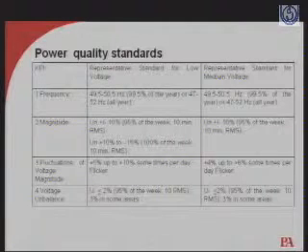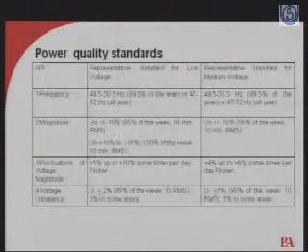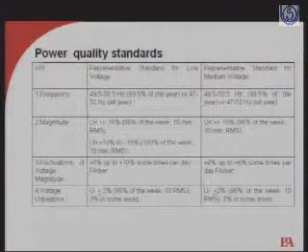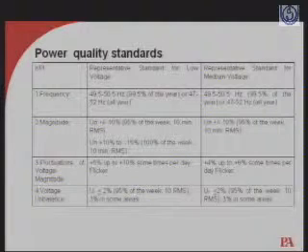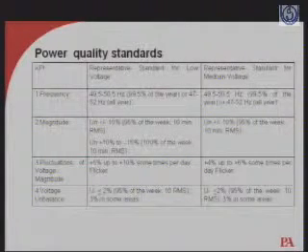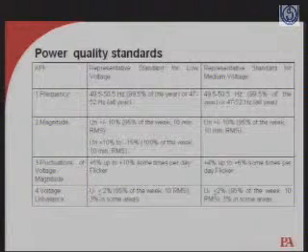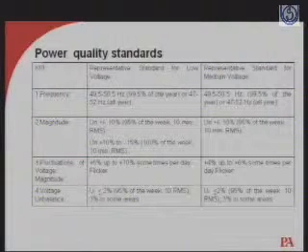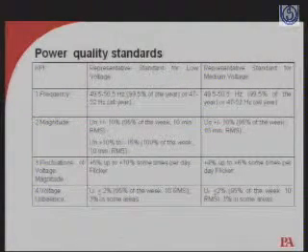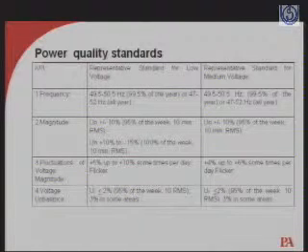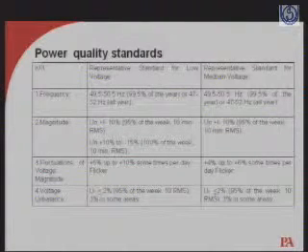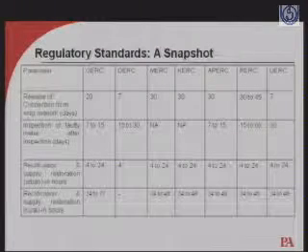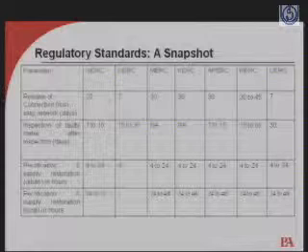For example, in the case of frequency, the better range is 49.5 to 50.5. In some cases, it is 48.6, 48.8, 48. So you need to release your load from time to time to ensure that the frequency does not fall beyond a certain level. Then magnitude, fluctuation of voltage magnitude, voltage imbalance, voltage dip, short interruption, long interruption, as I have told you. There are certain regulatory standards.